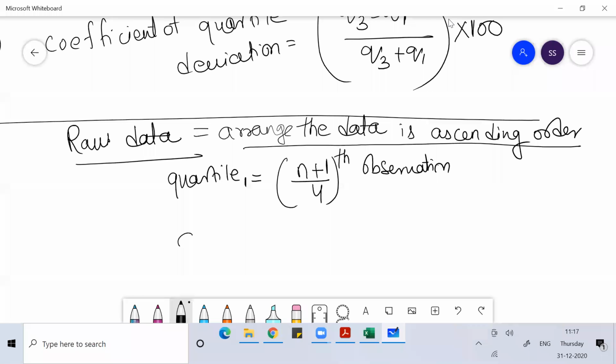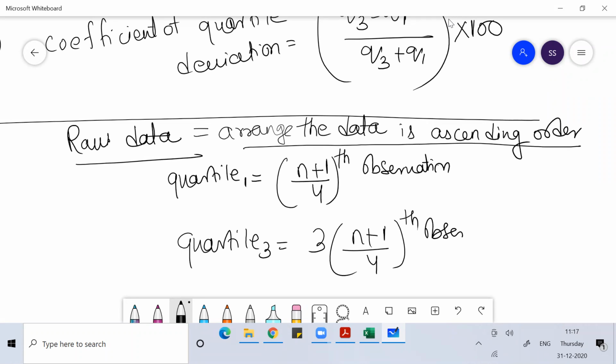And if I ask you quartile 3, what is quartile 3? Quartile 3 would be 3 into (n plus 1) by 4th observation. Clear, everyone? If I give you raw data and ask you the quartile values, first you'll arrange the data in ascending order, then quartile 1 is the (n plus 1) by 4th observation. Quartile 3 means 3 into (n plus 1) by 4th observation. I hope everyone is clear with this.